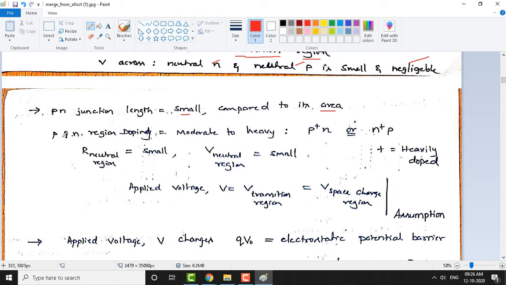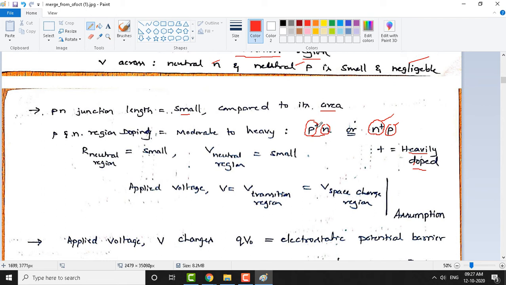PN junction, P and N regions doping varies from moderate to heavy. There are two different ways you can dope it. As we already said, it can be a P plus N diode, where the P region is heavily doped and the N region is moderately doped. The other type of diode is the N plus P diode. You can see heavy doping is done for the N side and moderate doping for the P side. So this plus superscript indicates that these devices are heavily doped.